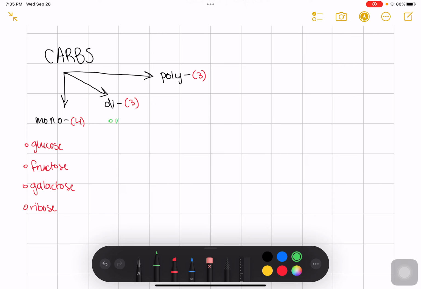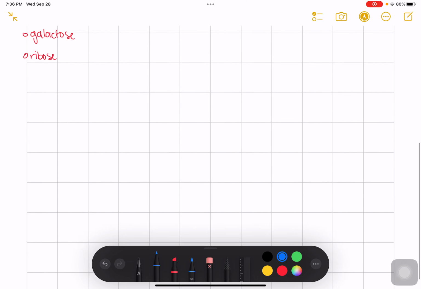Okay, now disaccharides. We have maltose, which is glucose plus glucose, lactose, which is galactose plus glucose, and we have one more, which is sucrose, which I think is fructose and glucose, I believe. And then last, we have polysaccharides, or the most complex carbohydrates, which are going to be starch, glycogen, and cellulose. So we're going to go in a little bit of detail in these three. These are basically the carbohydrates that you need to know.